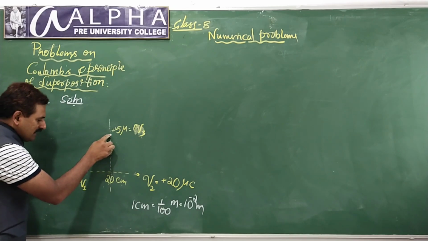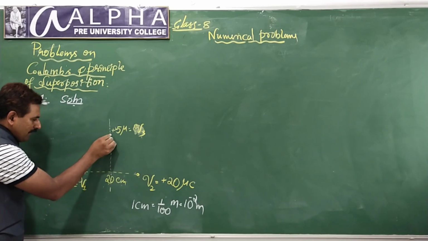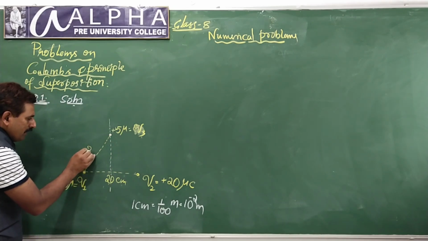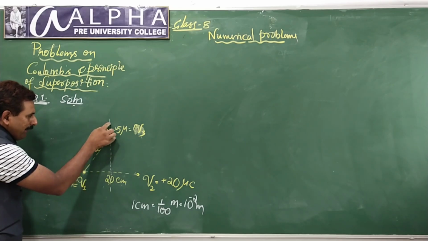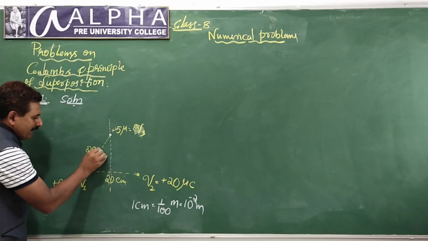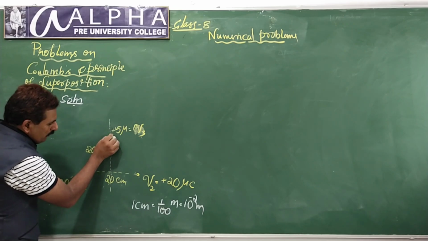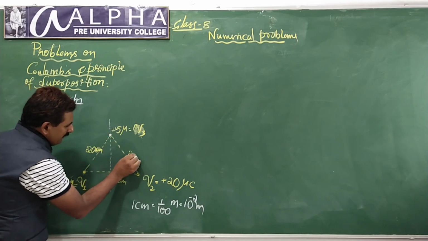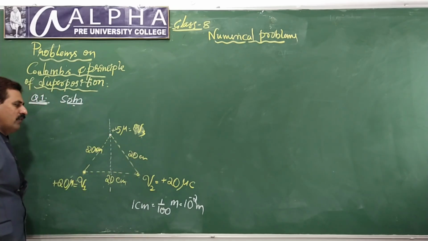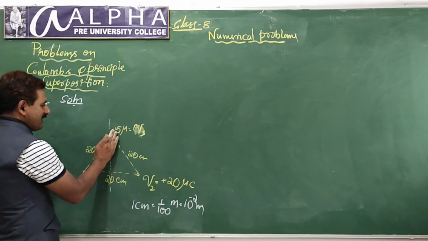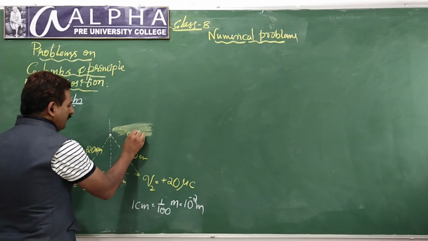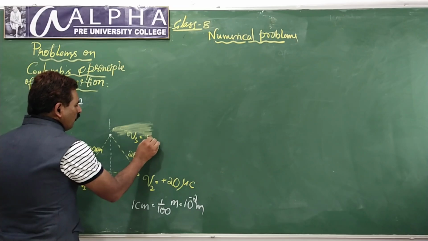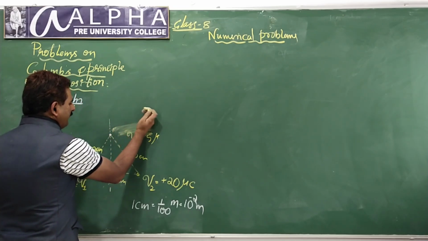That is Q3, let me write Q3. If this charge is at 20 centimeter from Q1, then as it is a bisecting line, this also will be 20 centimeters. That's it, 20 centimeter. Fine. What is this charge? This charge is Q3, the value 5 microcoulomb. Very simple, right?